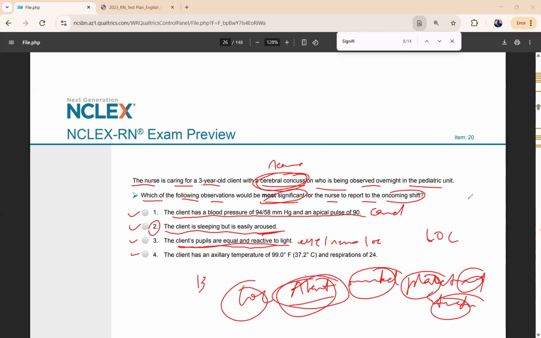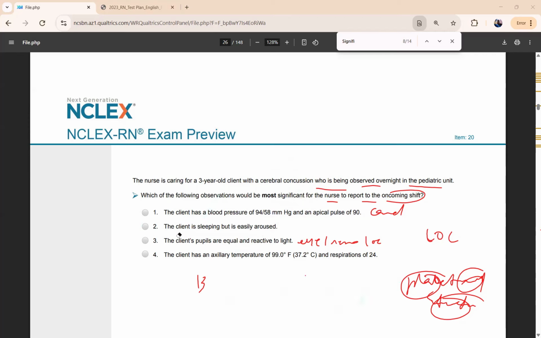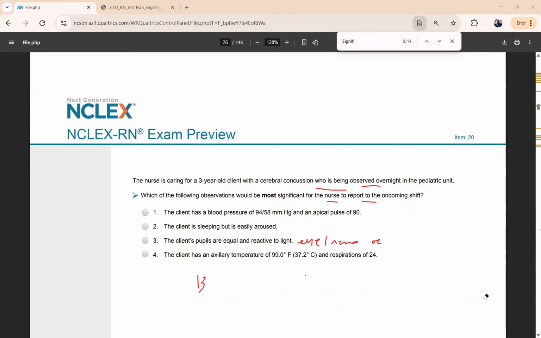Now for the eyes as well, it might be a neurological issue that is causing the eyes not to function well, but that's not a level of consciousness issue. That is just an issue with brain function and control. So understand the difference between the two. So yes, that is very much correct. So we are done with the report.